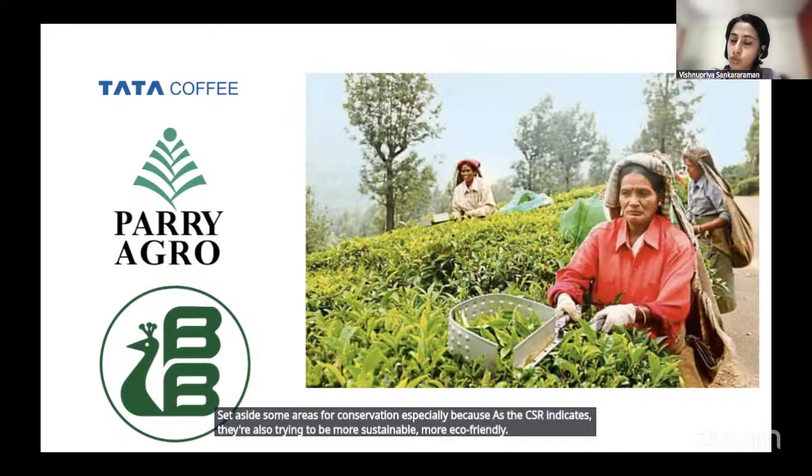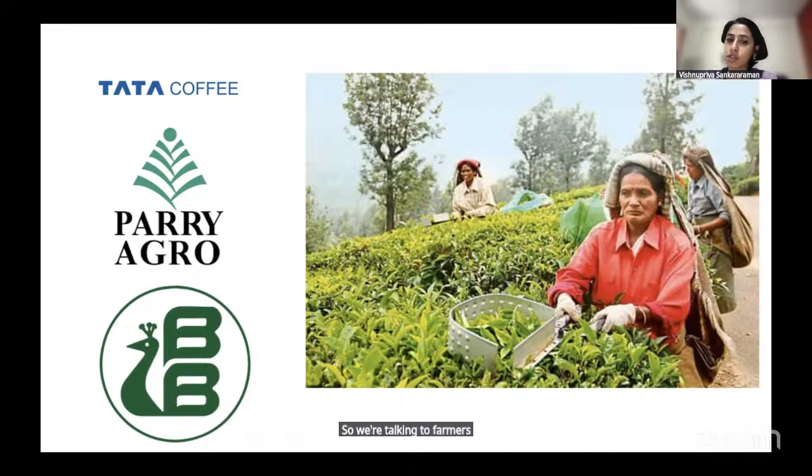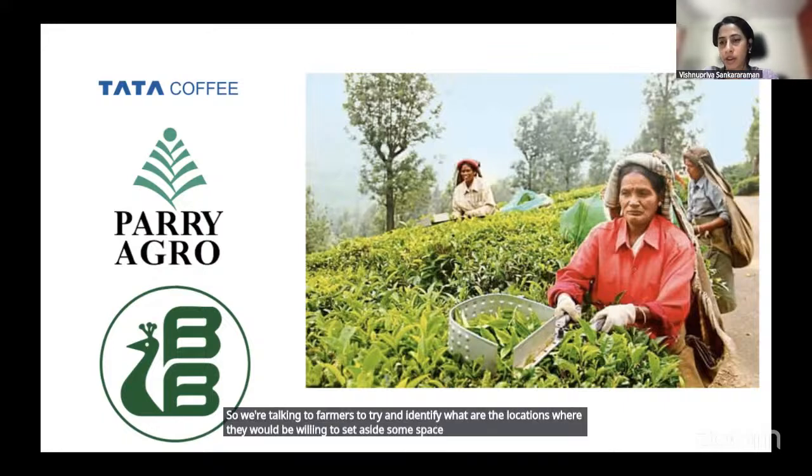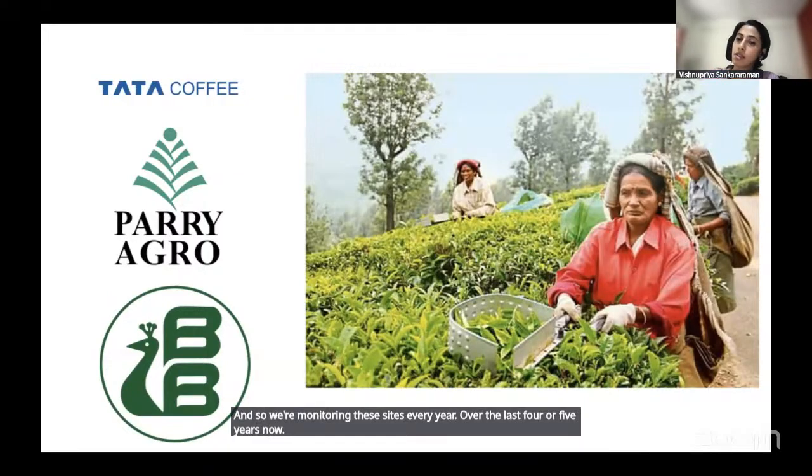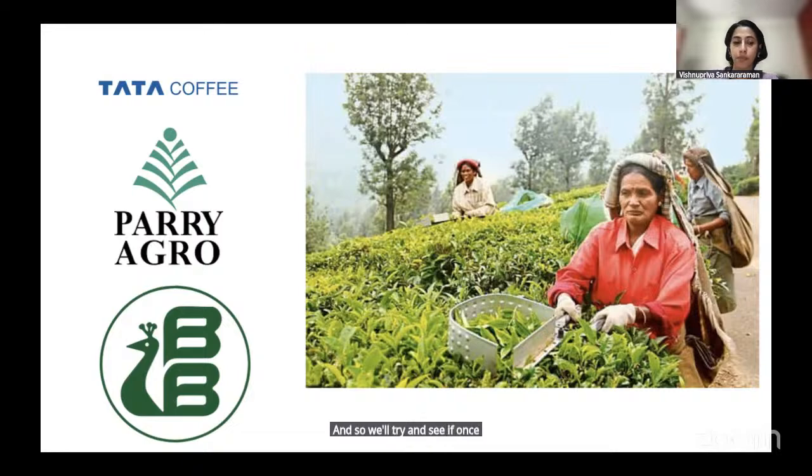So we're talking to farmers to try and identify the locations where they would be willing to set aside some space for riparian restoration, to recreate those forest buffers along stream edges, and then hopefully look at how that helps amphibian populations to recover from the current state that they're in. We're monitoring these sites every year, over the last 4 or 5 years now. And we'll try and see how bringing in those interventions changes amphibians.